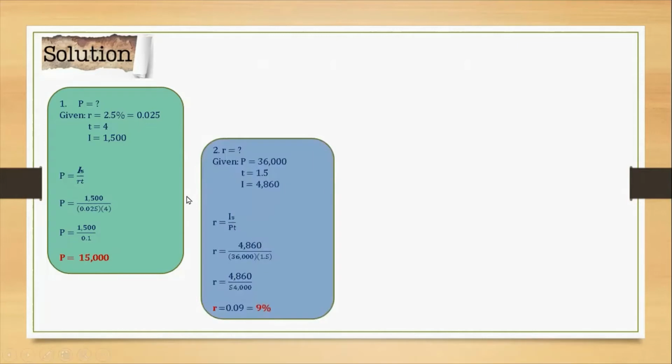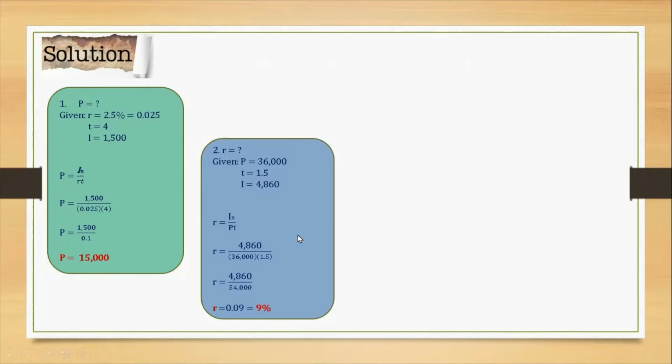How about number 2? We are looking for the rate. So, since we're looking for the rate and given the principal, the time, and the interest, we can use the formula R is equal to I over P times T. And you have it there, the given. Substitute the given carefully, starting with I. So that's 4,860 over our principal, which is 36,000, multiplied by our time, which is 1.5.